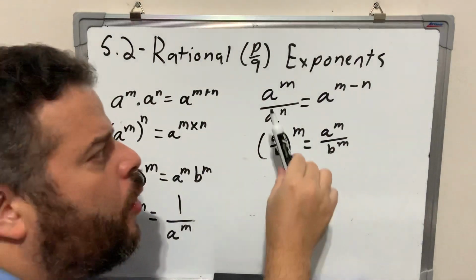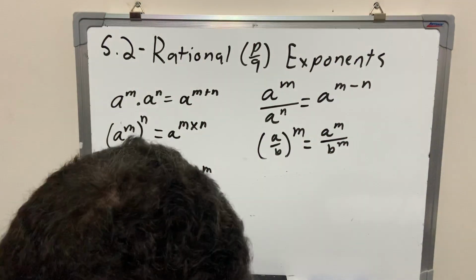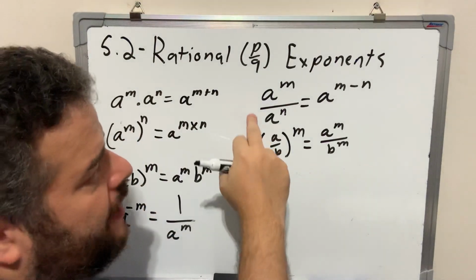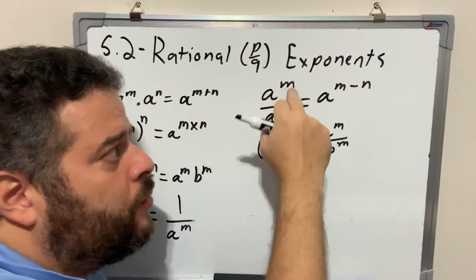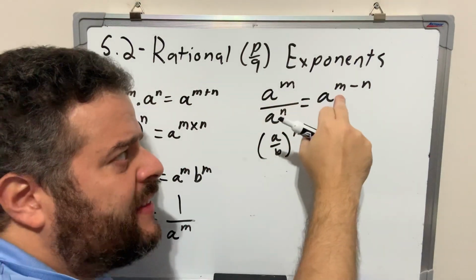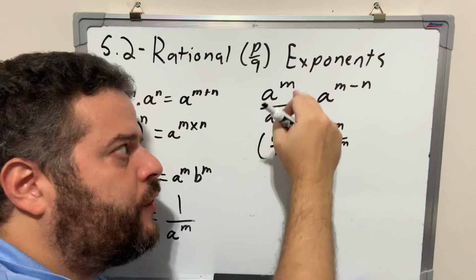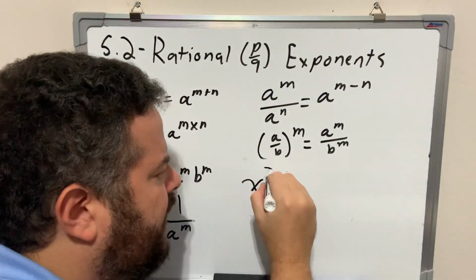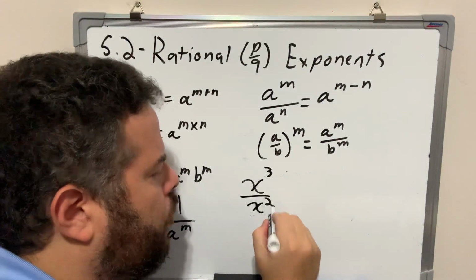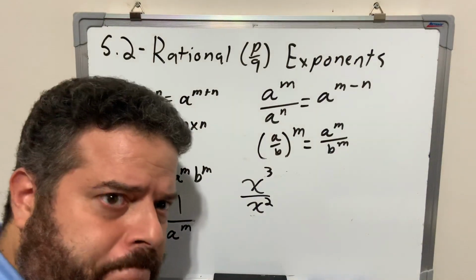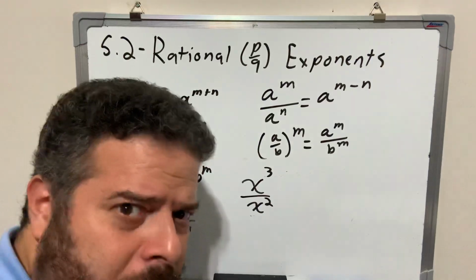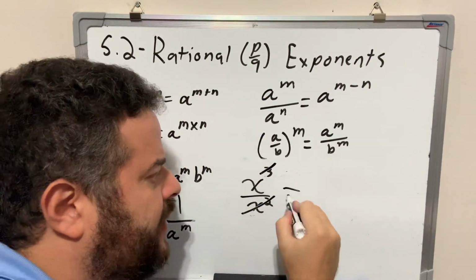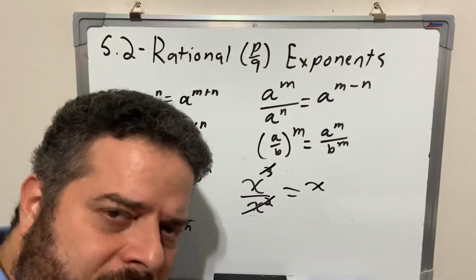Now, let's go over the rule, the quotient of powers. When you have the same base and you divide, it's the exact same thing as subtracting the two exponents. Now, let's see if it's true. Let's say I have x cubed over x squared. Normally, if you were to simplify, you could just say, I take 2 away from here and I'm left with x. That's one way to simplify.